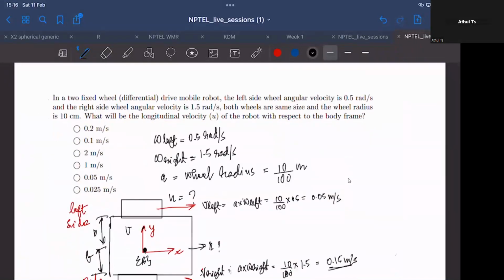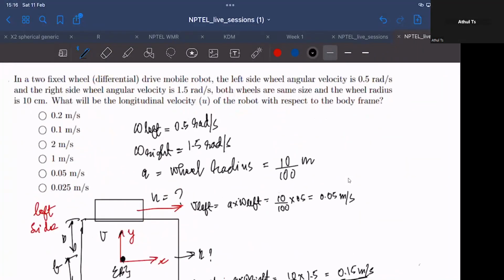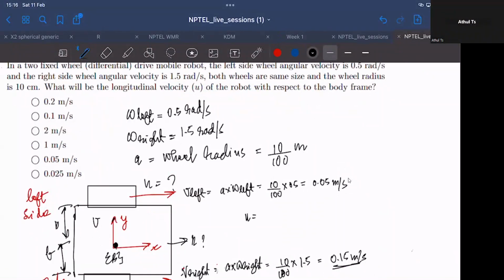All right. So the linear velocity would be simply a superposition of the case where only the left side wheel velocity exists, and the second case where the right side wheel velocity exists. So the linear velocity of the frame, the longitudinal velocity of the robot along its x direction, would simply be the average of V left plus V right. In this case, it would be 0.15 plus 0.05 by 2, which in essence is 0.1 meters per second. So your correct answer would be 0.1 meters per second.